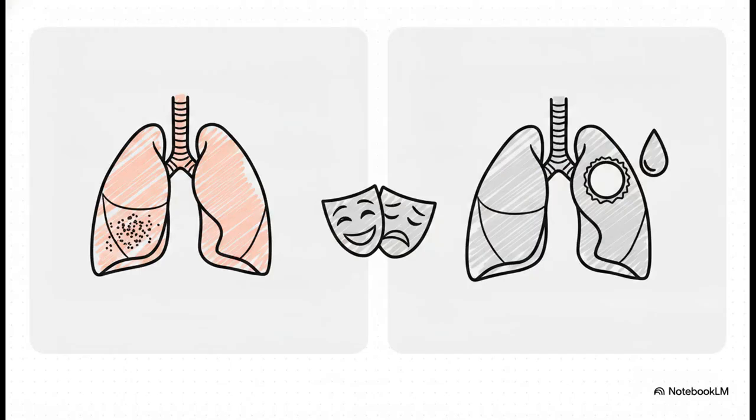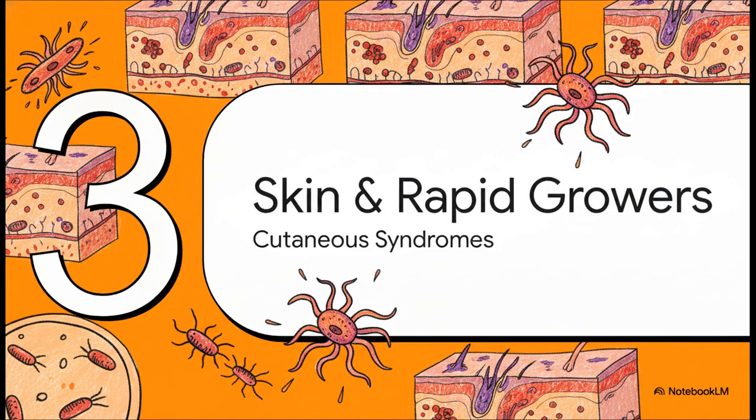And comparing these two heavyweights really highlights the differences you need to know. While MAC gives you that right middle lobe and lingular nodular bronchiectasis, our other heavyweight, M. kansasii, does something totally different. M. kansasii is literally the ultimate TB mimic. It presents with upper lobe cavitary lung disease and hemoptysis. If a case looks exactly like TB, walks like TB, but the bug is definitively an NTM, your answer is M. kansasii. All right, let's leave the lungs behind for Section 3, skin infections and rapid growers.